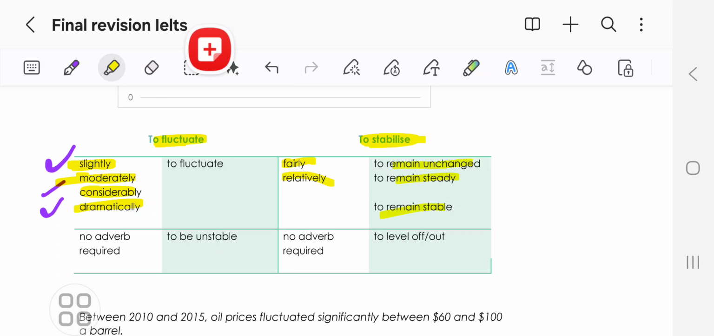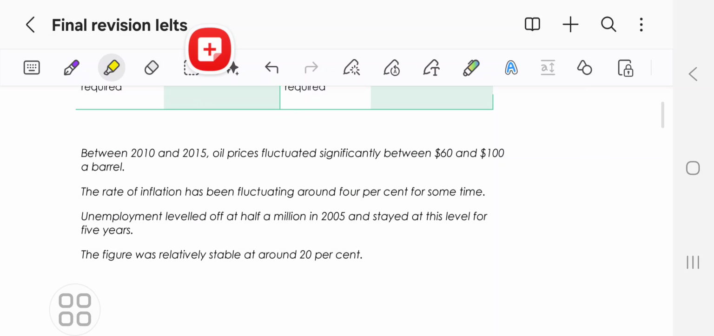Relatively, there is a slight change. Fairly, there's a small, minor change. Okay, so to be unstable, and then there's no... ever required. So let me talk about the examples again.